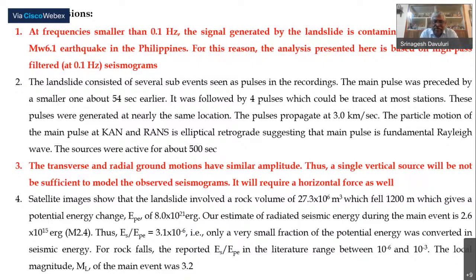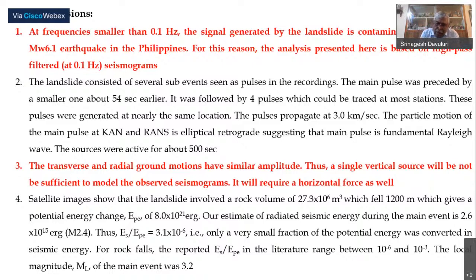The landslide consisted of several sub-events seen as pulses in the recordings which I showed. The main pulse was preceded by a smaller one about 54 seconds earlier. It was followed by 4 pulses which could be traced at almost all the stations in Uttarakhand. The pulses were generated at nearly the same location, and these pulses propagated at velocities of 3 kilometers per second.